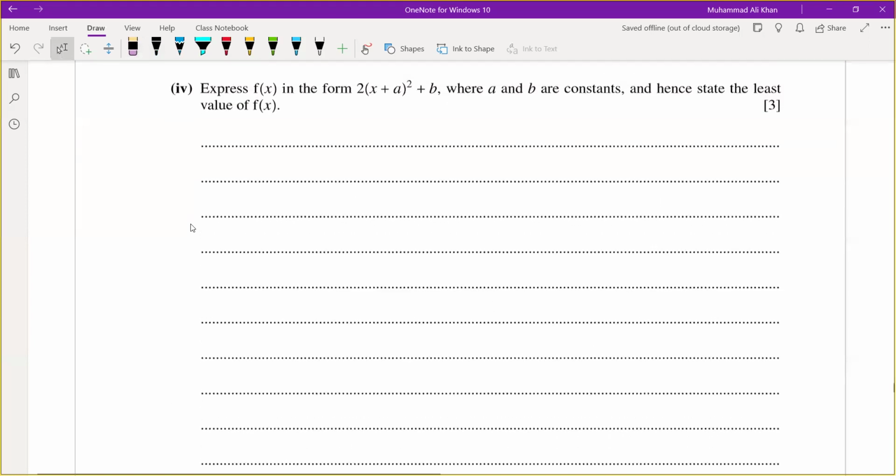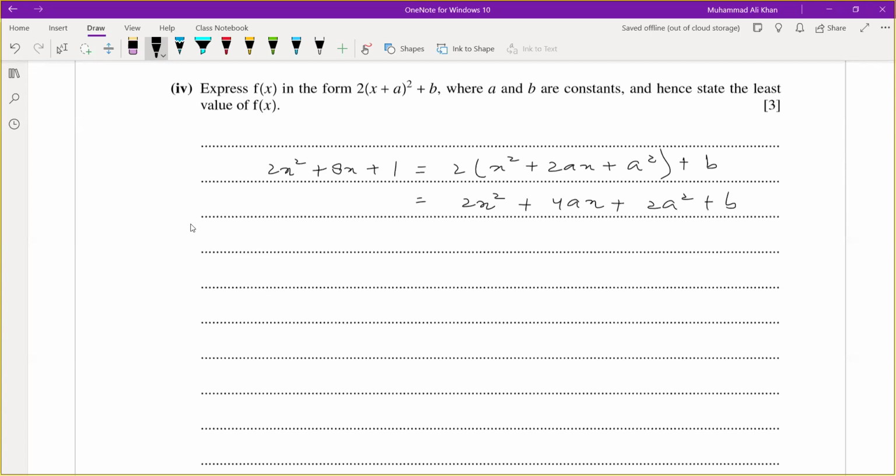पार्ट 4, एक्सप्रेस fx इन द फॉर्म ऑफ दिस. करते हैं जनाब. fx है क्या? 2x² + 8x + 1. इसको हमें इस फॉर्म में देना है. ब्रैकेट एक्सपेंड कर दीजिए. a² + 2ab + b², मल्टीप्लाई कीजिए 2x² + 4ax + 2a² + b. नाउ कोफिशिएंट कंपैरिजन, x² के साथ 2, लेफ्ट साइड पर भी x² के साथ 2, कंपेयर करने का कोई फायदा नहीं. x के साथ 4a, लेफ्ट साइड पर 8, हम कह सकते हैं 4a = 8 एंड a = 2. Constant 2a² + b = 1, so b = 1 - 2a².